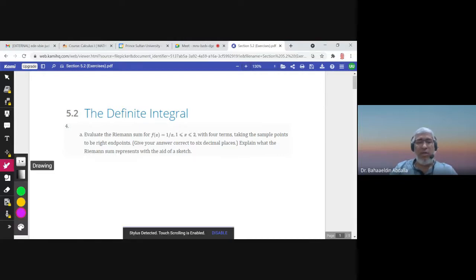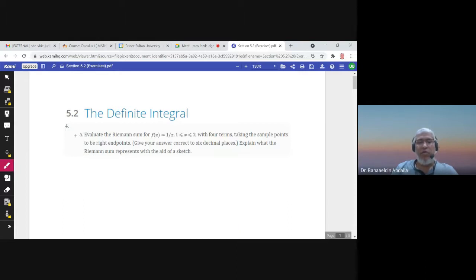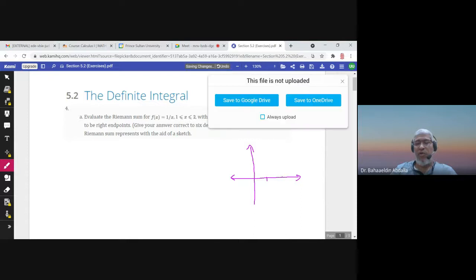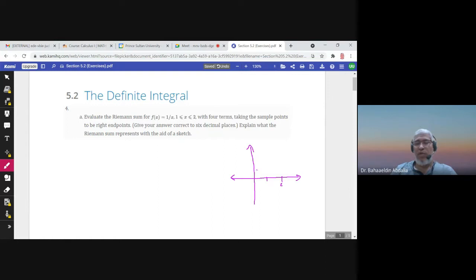These are some exercises about section 5.2, the definite integral. Question 4, evaluate the Riemann sum for this function f of x equals 1 over x from 1 to 2 with 4 terms. So we know the graph of 1 over x, and from 1 to 2, if x is 1, then 1 over 1 is 1, and if x is 2, then 1 over 2 is half.